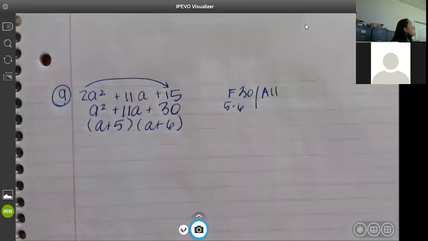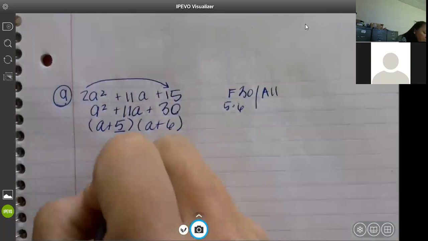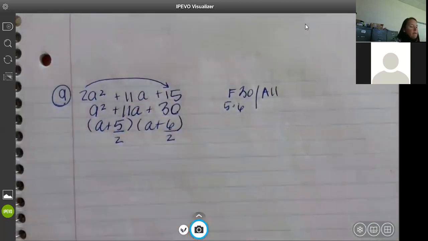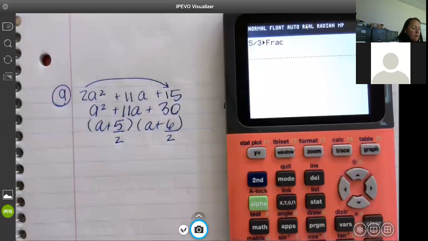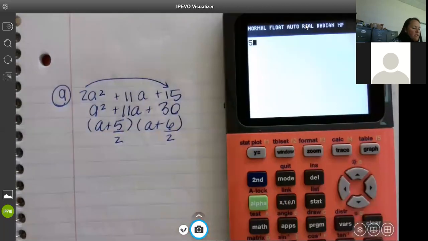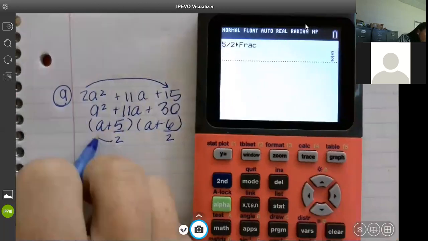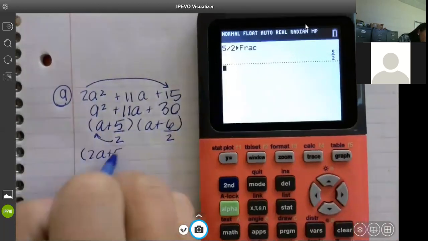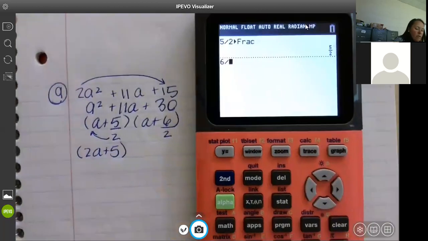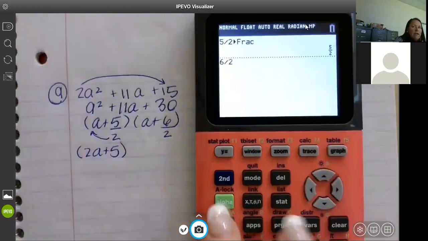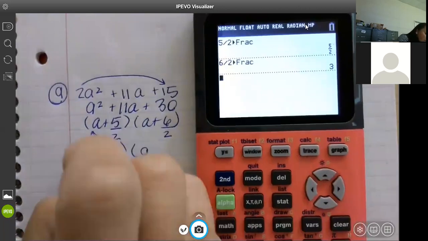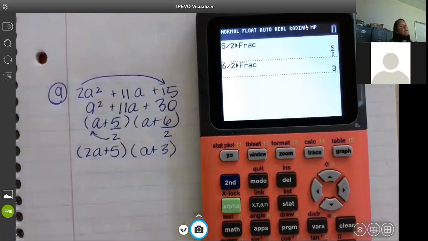The one thing everybody forgets, once you slide, make sure that you divide. So we want to divide by that 2. Again, if you want to check it, 5 divide 2, math, enter, does not change. So that means the 2 goes to the front. If we put in 6 divide 2, math, enter, we get 3. So this 6 over 2 changes to 3. So there's your answer.